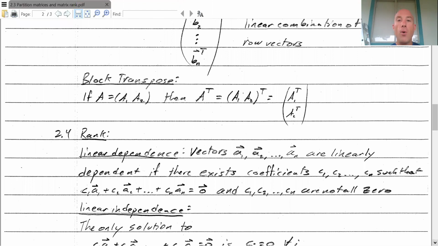Now the block transpose is similar but different from the transpose that we've been talking about so far. If I have A1, A2, then the transpose of A is the transpose of A1, A2. And how that ends up is that, remember, rows become columns? Well, the number of rows that A1 has is going to be the number of columns in A1 transpose.